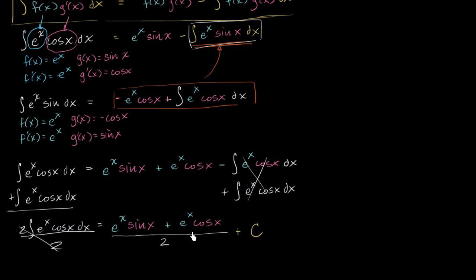So if you take the derivative of this business, regardless of what the constant is, you will get e to the x cosine of x. And it's actually a pretty neat looking expression.